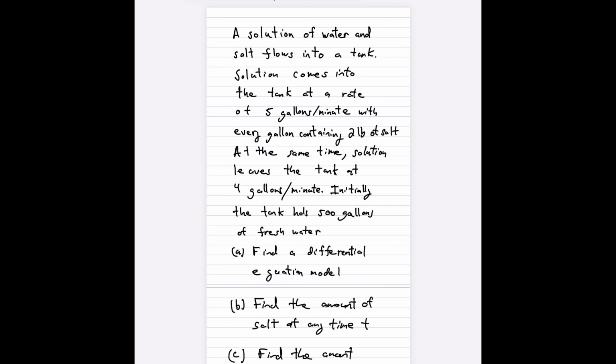Right, hello everyone. So we have a differential equations question here. We have an application problem. It's a mixture problem, specifically. So you have a solution of water and salt flows into a tank.